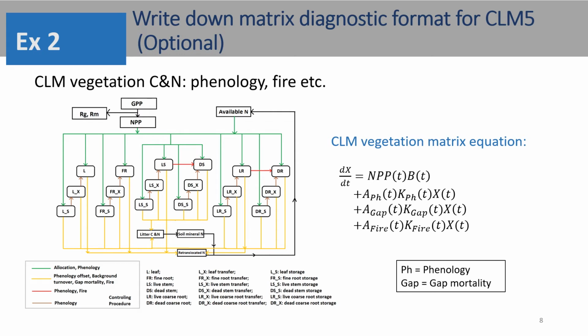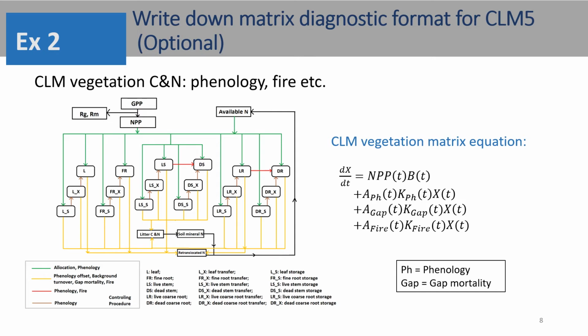Vegetation carbon state variables include leaf, fine root, leaf stem, dead stem, coarse root, and dead coarse root. Each of these pools has two corresponding storage pools, short-term and long-term storage of non-structural carbohydrates. The COM5 matrix representation considers a total of 18 carbon compartments. The dynamics of these compartments are controlled by photosynthesis, allocation, phenology, mortality, and fire together.